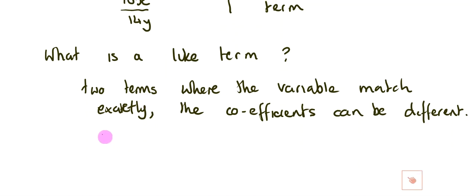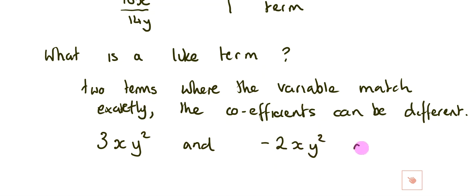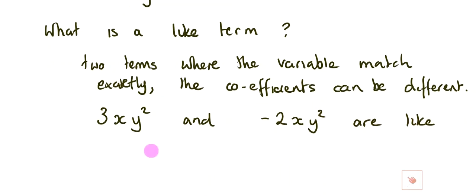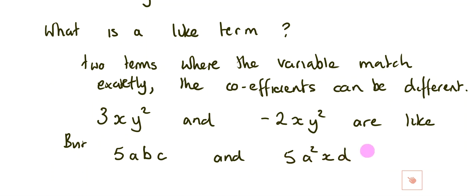So, what do I mean by this? Well, 3xy squared and minus 2xy squared are like, okay? But 5ab and 5a squared xd are not. Okay. So the bit that we're looking at is like you've just been saying.